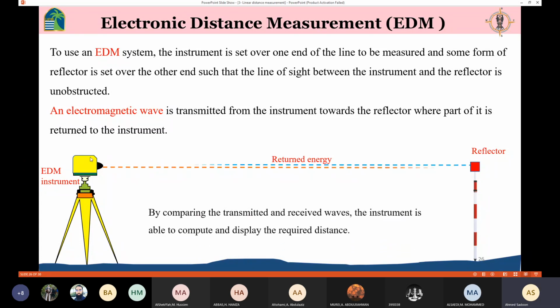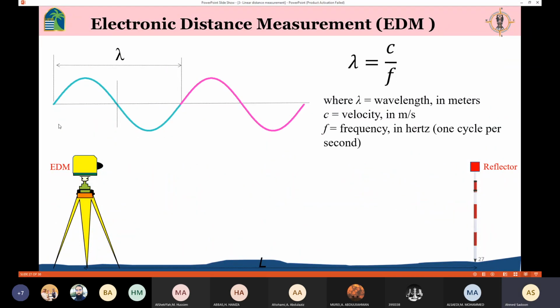So how are we going to get the measurement? This device automatically compares the transmitted and the received waves, and the instrument is able to compute and display the required distance. To understand how this device works, we need to understand how we can determine the length of the wave.